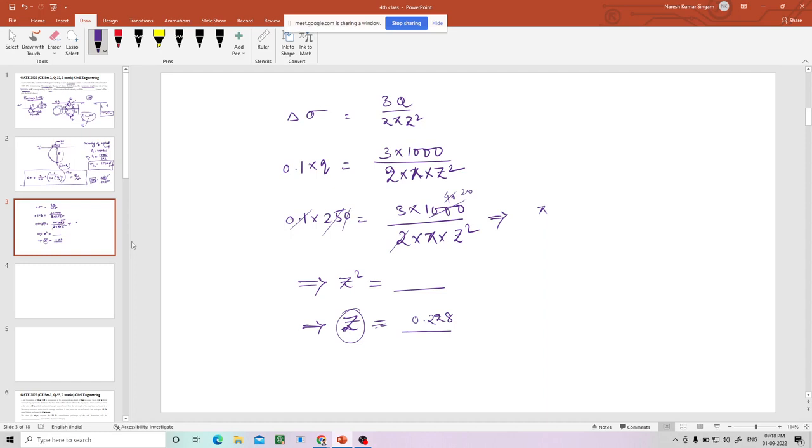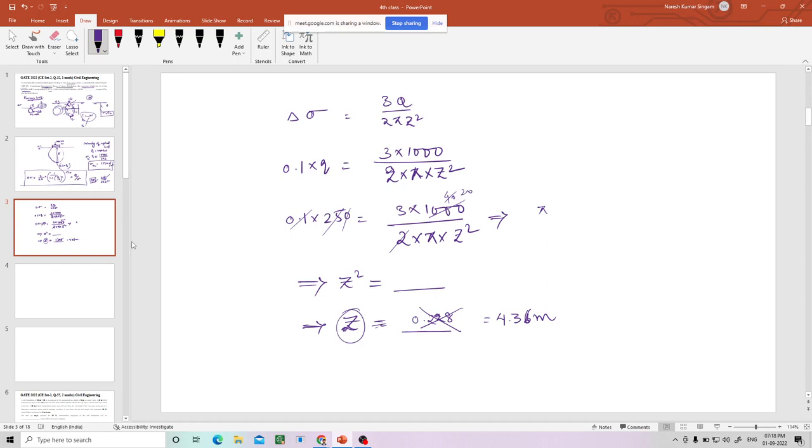Let me check. Exactly, the answer is 4.36 meter. Already I have given it in the comment box. Okay, anyway, so z is 4.3, so it's not 0.228, it's 4.36 meters.